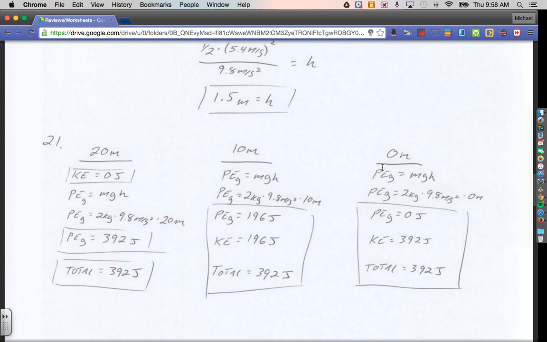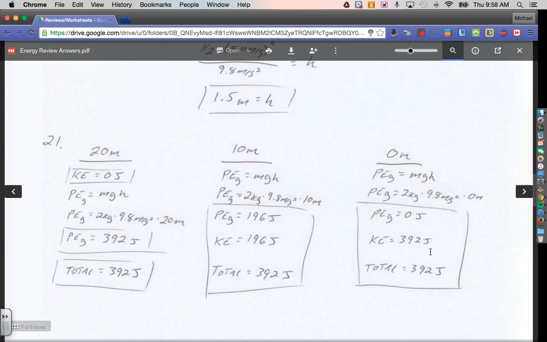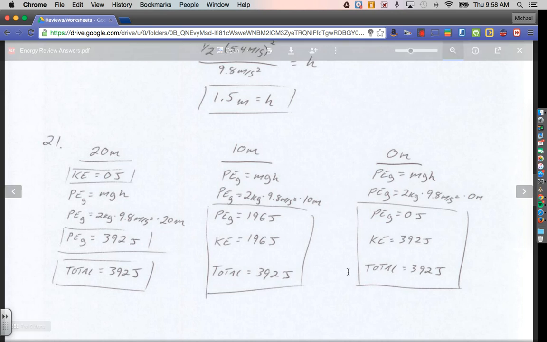At the height of 0 meters, what's your potential energy now when it's at the ground? It's 0 because your height is 0, meaning that right as it's about to strike the ground, all 392 initial joules of energy have been converted from potential to kinetic. So the kinetic energy is going to be 392, but the total remains 392 because the total energy of an object from beginning to end never, ever, ever changes.